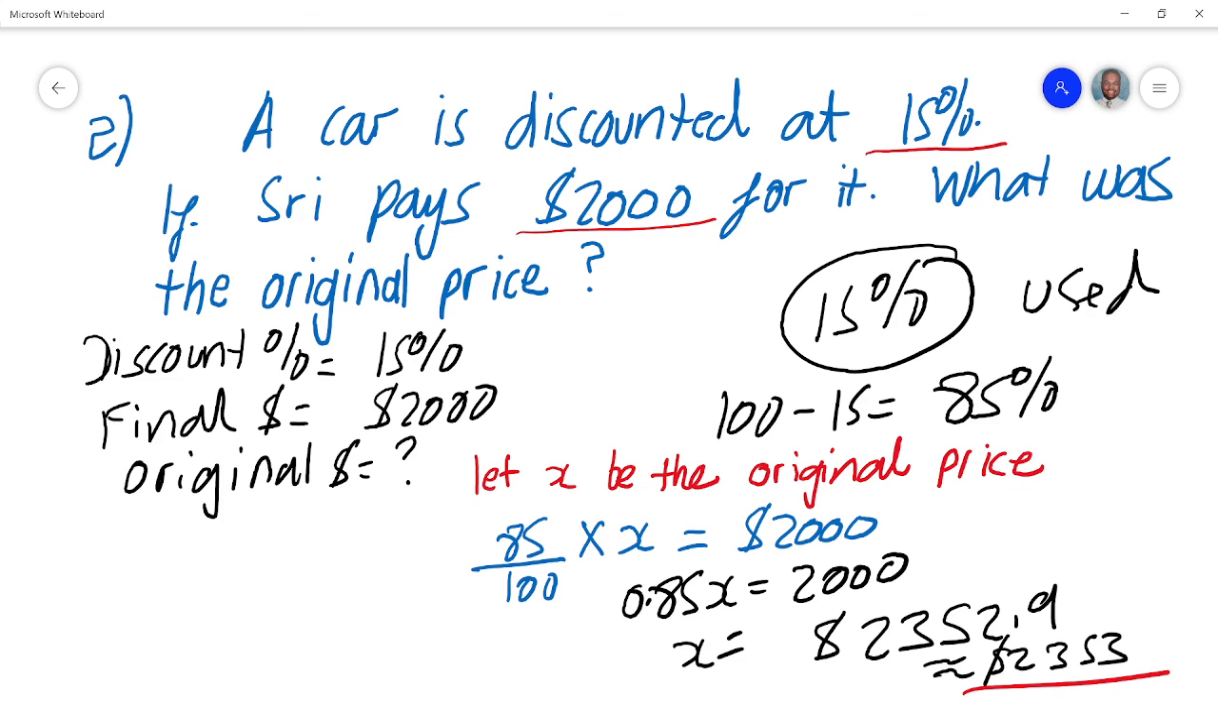All right. So we've now covered discount. We've worked out how to find the original price. We've also worked out how to find your final price. What you need to remember is that in a discount, your final price will always be less than your original price.